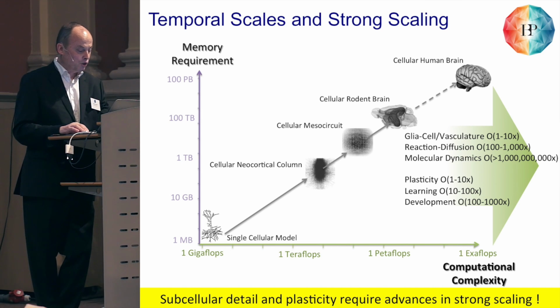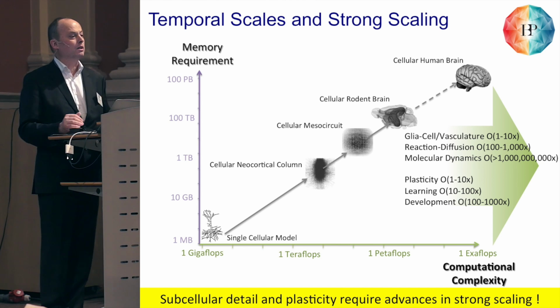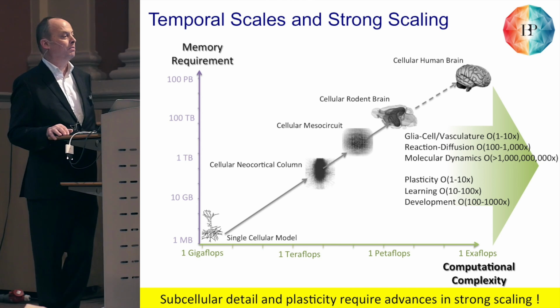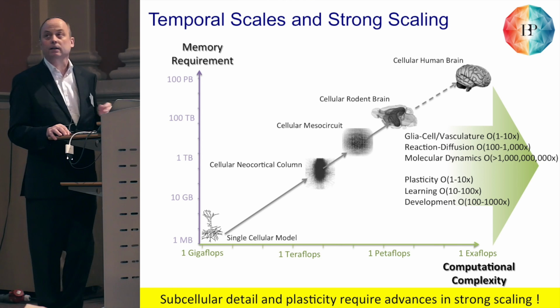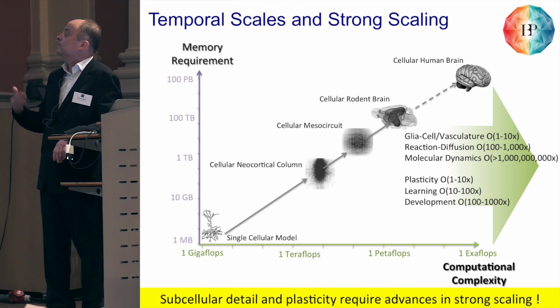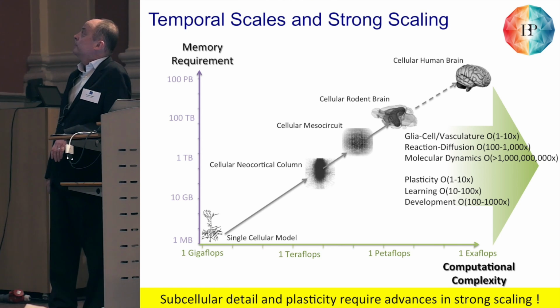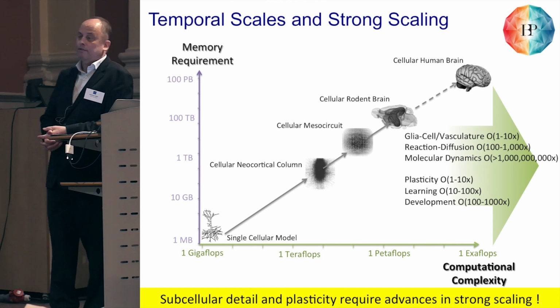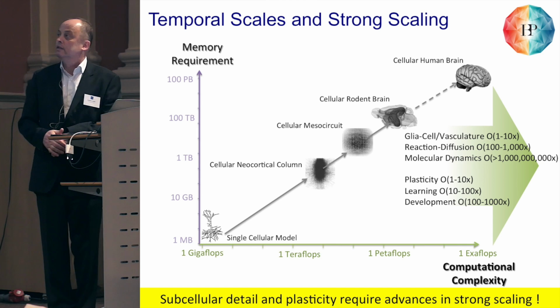Coming back to this plot, which you have seen before, there are things that go beyond just putting the brain on a supercomputer and simulating it for 100 milliseconds. There are many more things. For example, some people want to be more detailed. They want to say, well, we need glial cells, we need reaction diffusion dynamics, we need molecular dynamics. If you want to do that molecular dynamics full brain, you need, what is this, 1 billion exaflop machines, which we don't even have to discuss, of course.